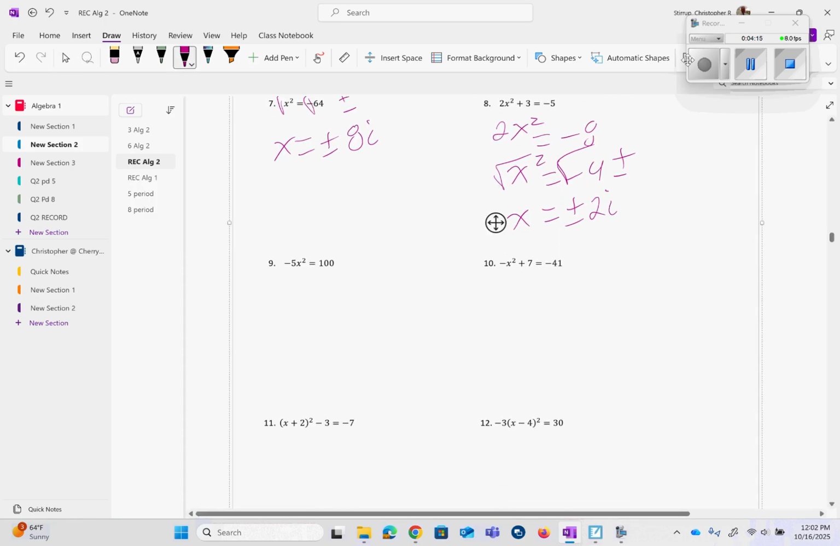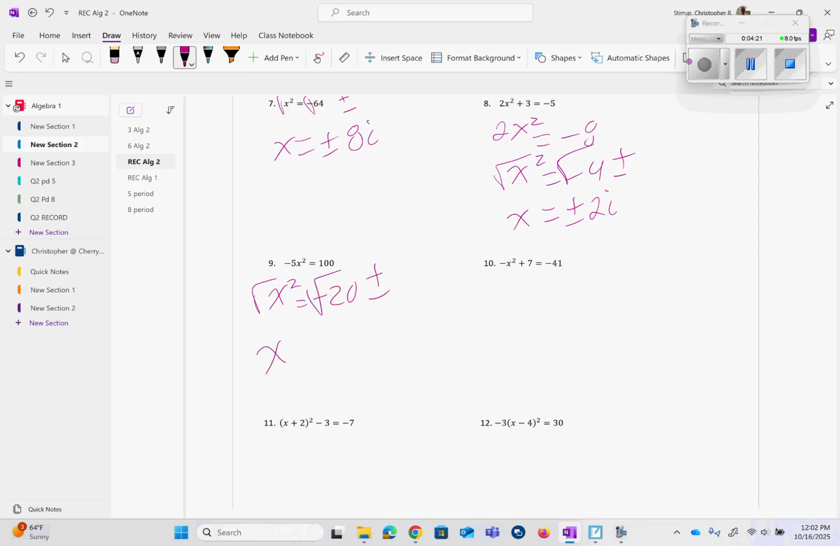Divide both sides by negative 5. So I get x squared equals negative 20. Root, don't forget the plus minus. 20 breaks down to 4 times 5, which is 2i root 5. Don't forget the plus minus in there. Almost forgot that. Subtract 7 from both sides. So that's going to give me negative 48.